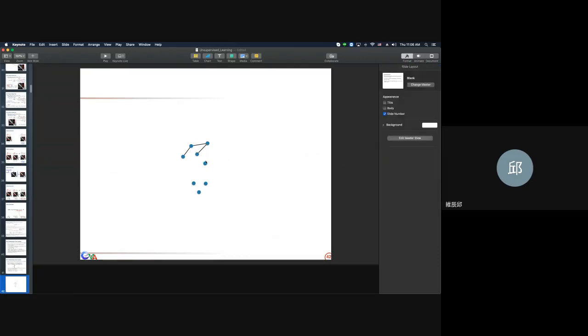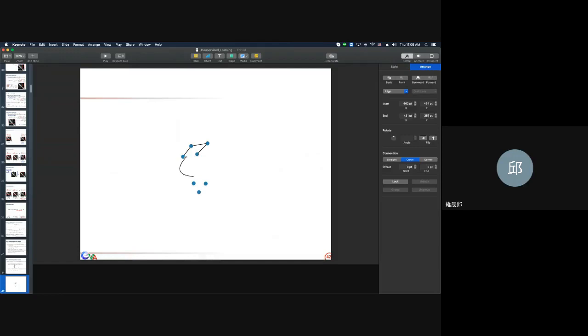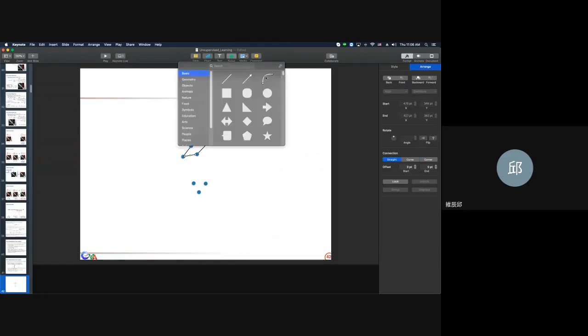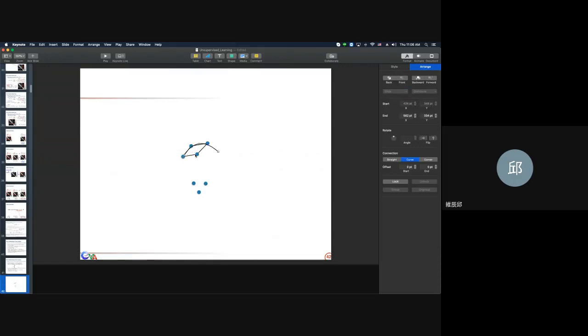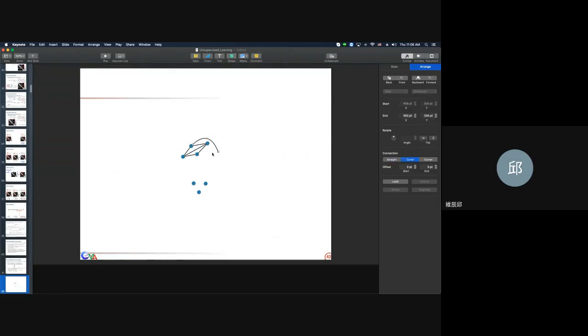Maybe I should reduce the number of the nodes, otherwise it would take too long to draw it. Let's see. Sorry, it will take a few seconds to do it. One more, two more. Sorry.